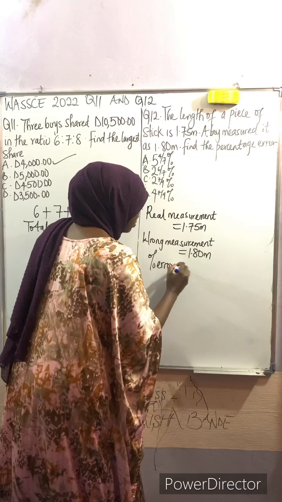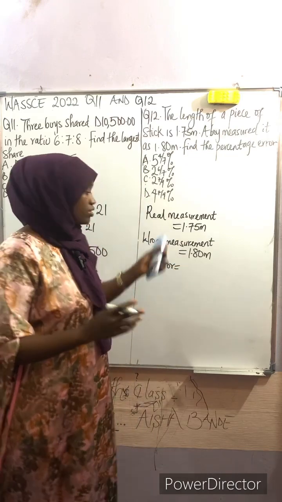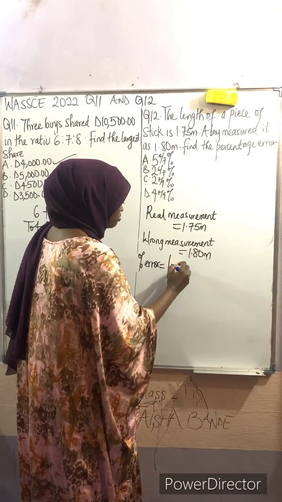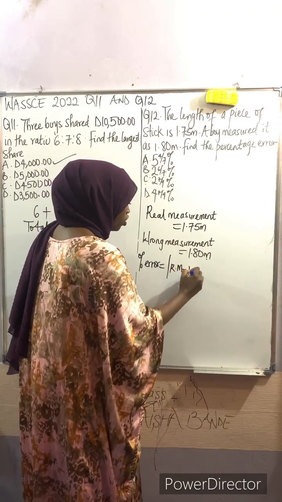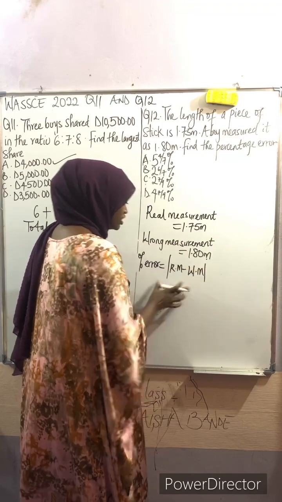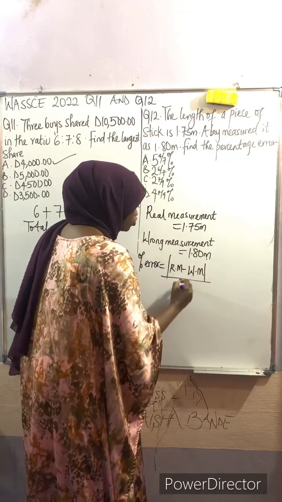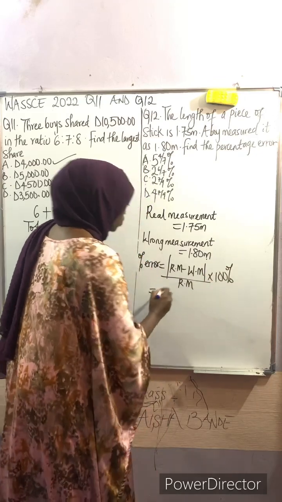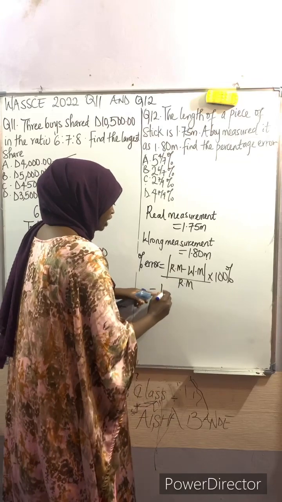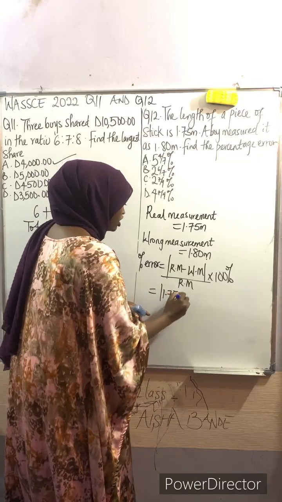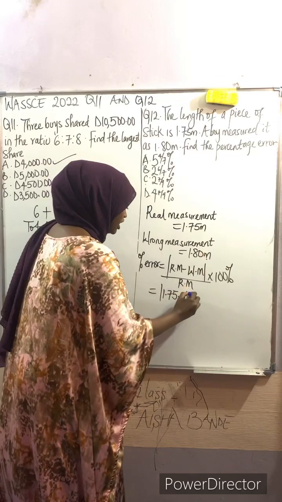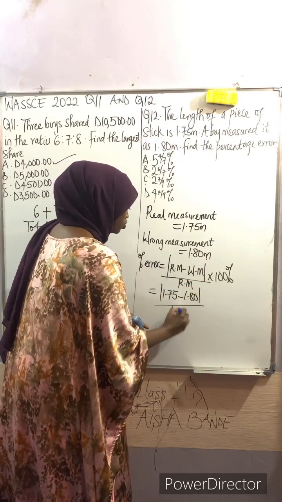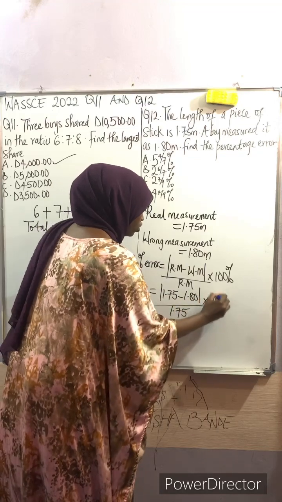This is simple and straightforward. All we need to do to calculate this is to say it's going to be the absolute value of the real measurement minus the wrong measurement, all over the real measurement times 100%. So we have the absolute value of 1.75 minus the wrong measurement, which is 1.80, all over the real measurement, which is 1.75, times 100%.